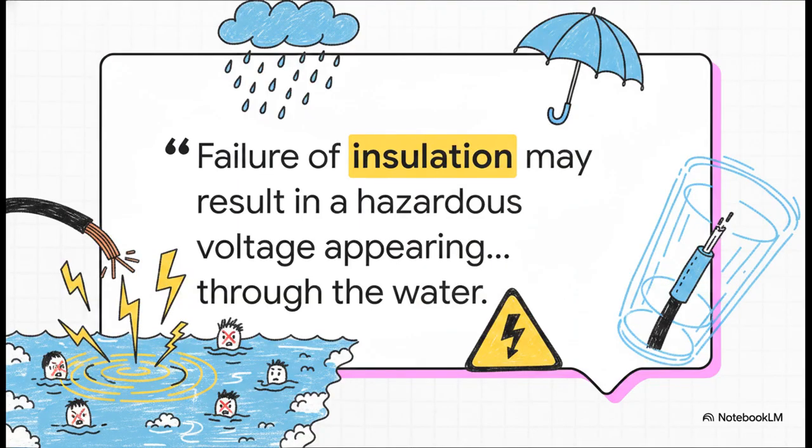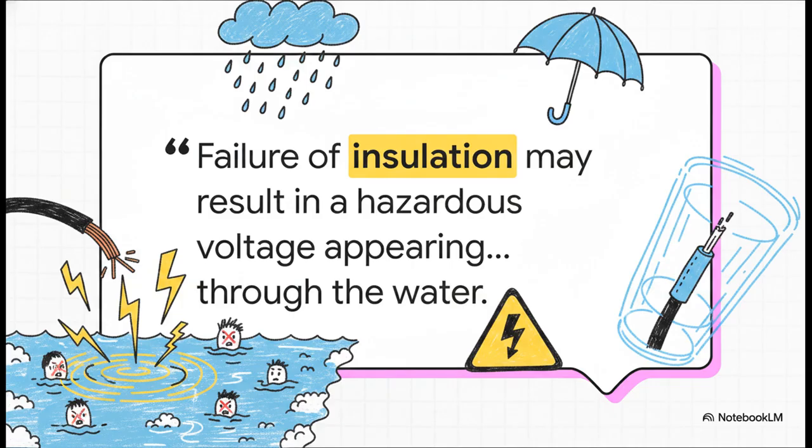I want to read this direct quote from the standard for you because it dramatically underscores the specific terror of electricity in a pool. "Failure of insulation may result in a hazardous voltage appearing across or through the water." Think about that. In a pool, you don't even have to touch a broken wire to get hurt. If a fault creates a voltage gradient in the water, just being immersed in it is enough to cause severe harm at very low voltages.